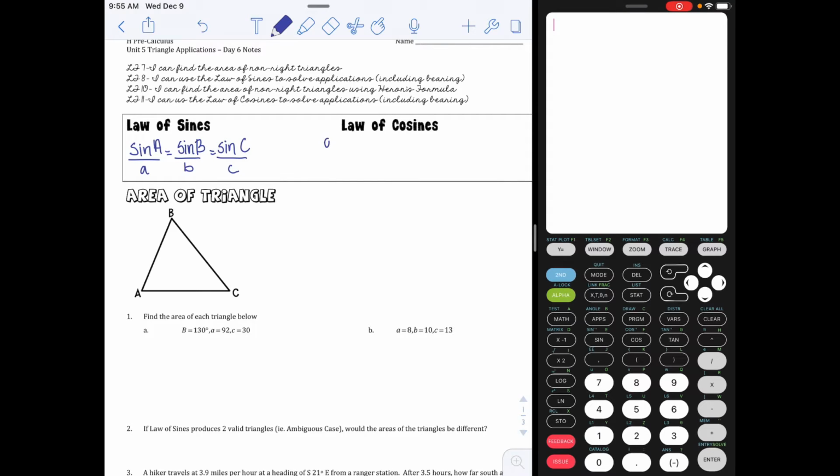So let's start off with A squared equals B squared plus C squared minus those two sides, so 2 times B times C times the cosine of A. Then that takes us into the B squared, so then A squared plus C squared minus 2 times A times C, cosine of B. C squared is now what? A squared plus B squared minus 2 times A times B, cosine of C.